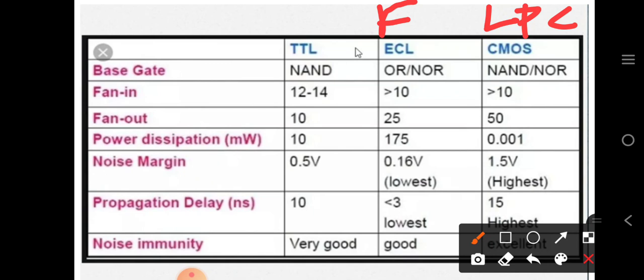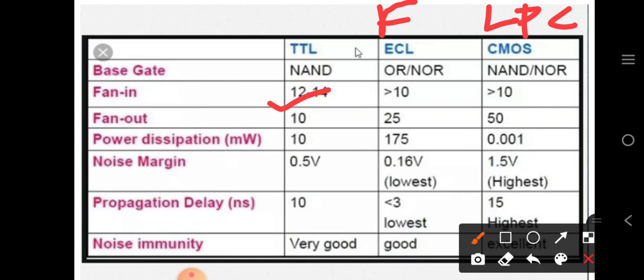The fan in of TTL is 12 to 40. ECL has fan in greater than 10, and for CMOS the fan in is also greater than 10. The fan out means the number of gates which can be driven. Fan out for TTL is 10, for ECL it is 25, and for CMOS it is 50.